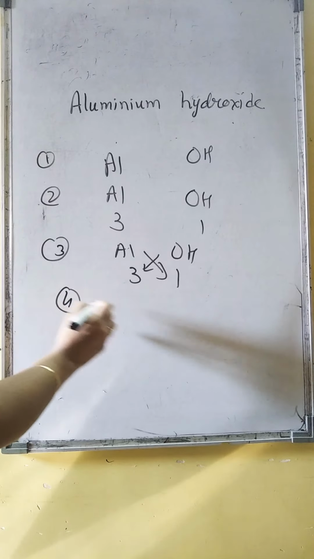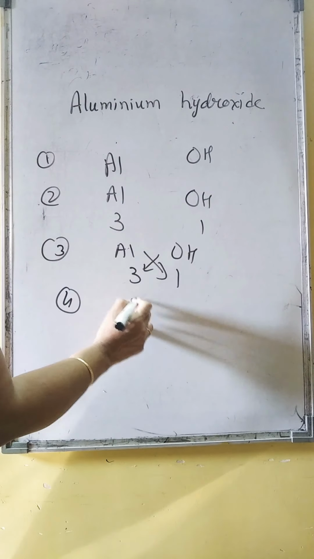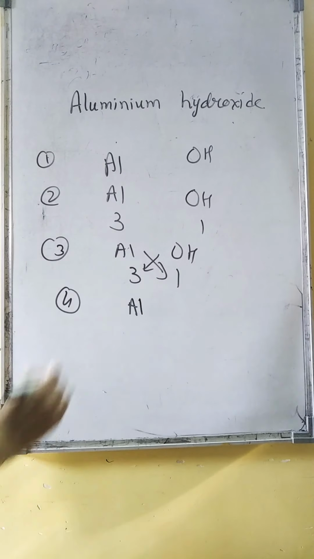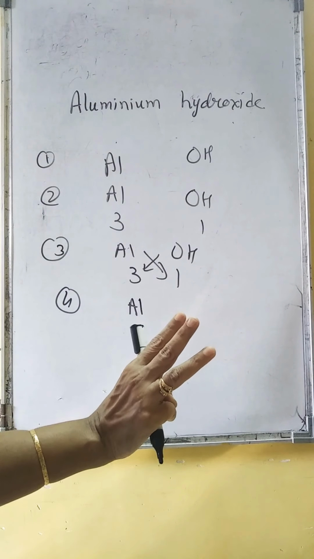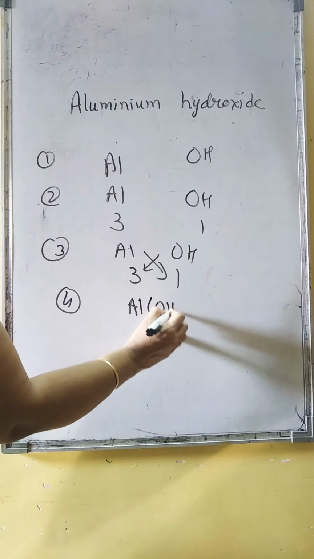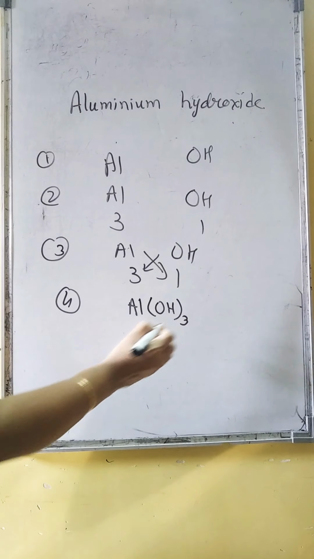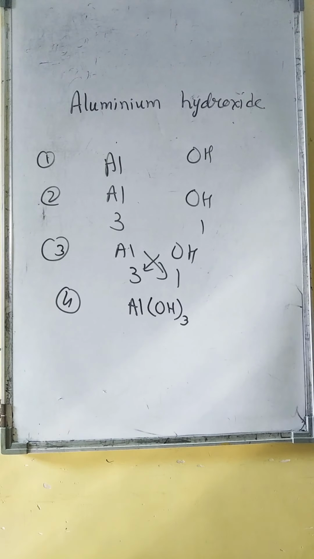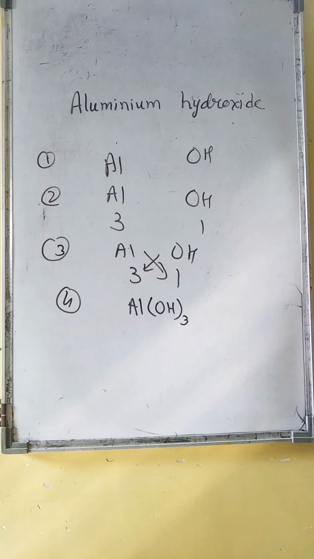So what will be the formula? See this children, observe everyone. Al 1 time. Now OH 3 times. So how will we write it? OH you have to write down in brackets and outside the bracket 3. It is called 3 times. And how will you read it? You will read it as Al(OH) thrice. Al(OH)3. Followed?